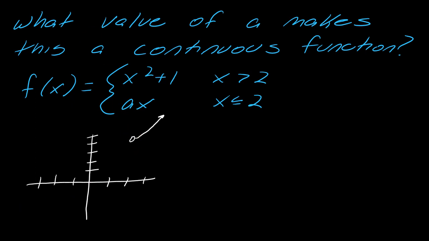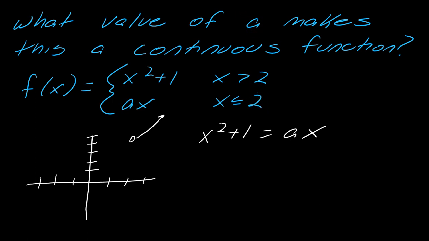So what I want to do then is set these two functions equal to one another. Let's start there. I've got x squared plus 1. I want this to equal ax. But I need this to happen at a specific point. That specific point is here at 2. So I need to plug in 2.